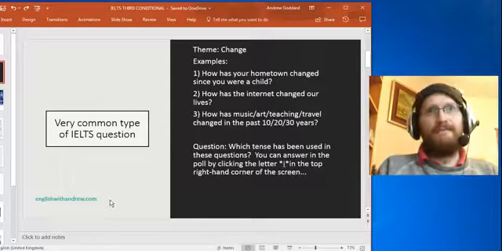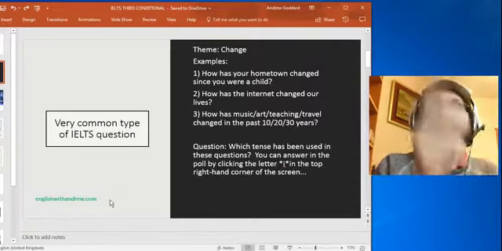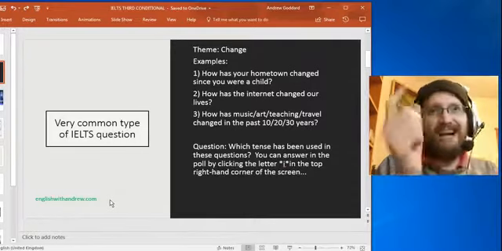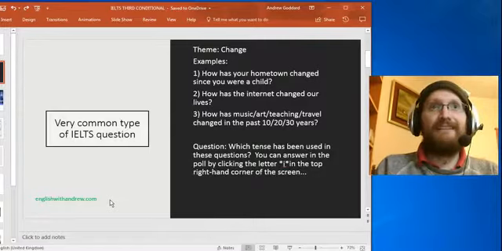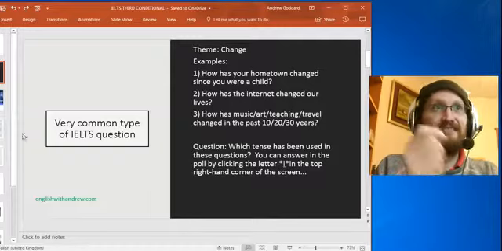So a question: which tense has been used in these questions? You can answer in a poll by clicking the letter I that is going to appear in the top right-hand corner of the screen. I'll give you a few seconds to do that before we move on to the next slide.